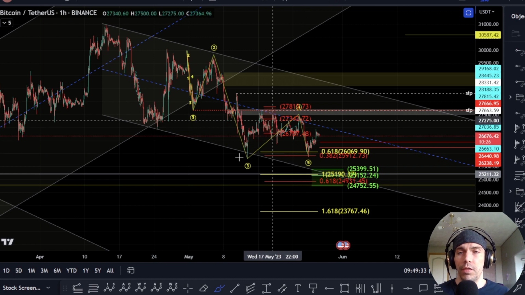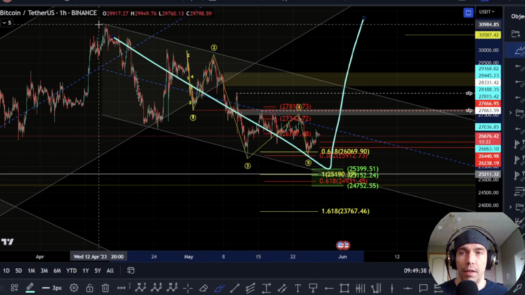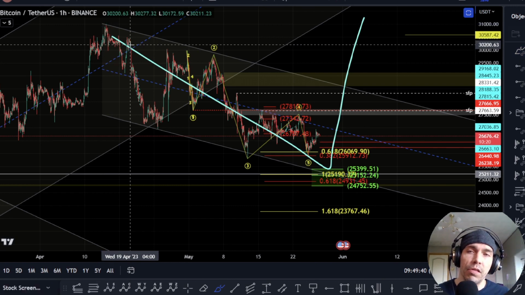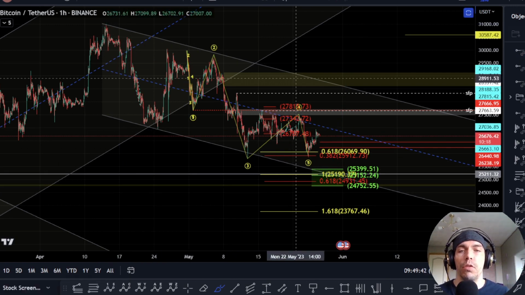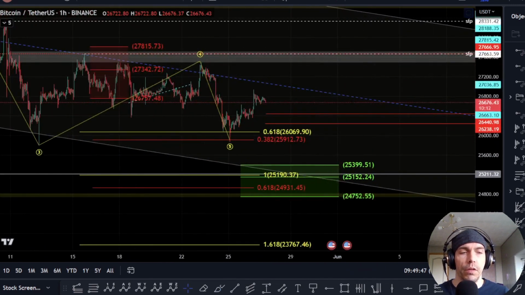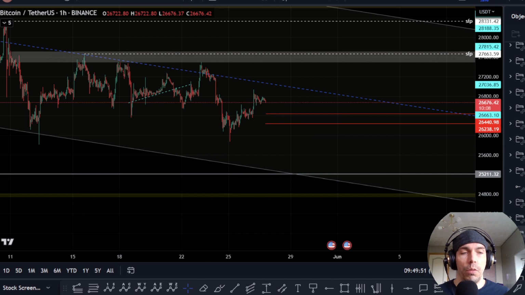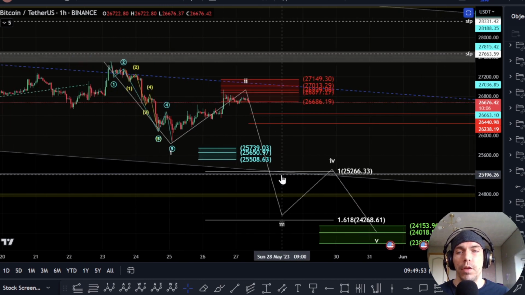In which case, if this is a completed correction, we need to be careful of a reversal to the upside and taking these highs. Moving up above these highs would indicate that we have trend continuation to the upside. What we could also see here, as we discussed in the previous video, is the possibility that this breakdown is not completed. Now, what this could look like is effectively something like this.